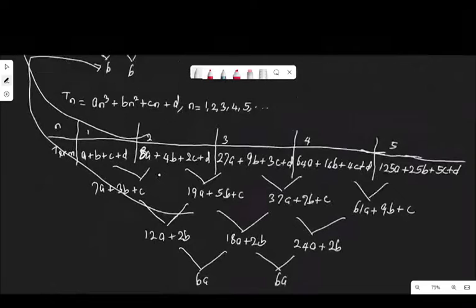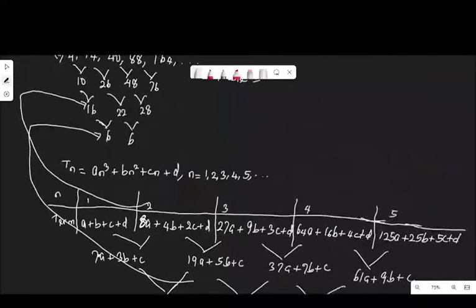Now, for us to get the value of C, we compare this row to this row here. The rows correspond to each other. In other words, 7A plus 3B plus C is equal to 10. And 19A plus 5B plus C is equal to 26. 37A plus 7B plus C is equal to 48. And 61A plus 9B plus C is equal to 76.